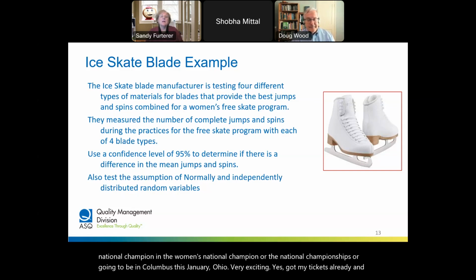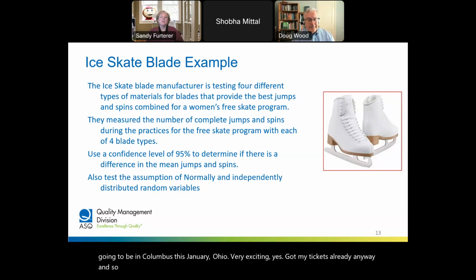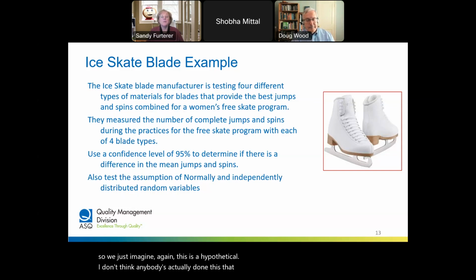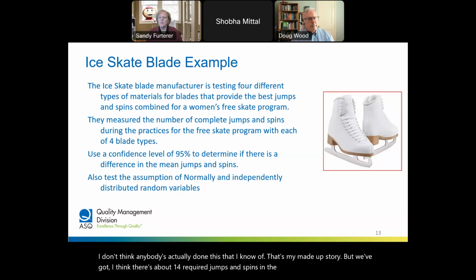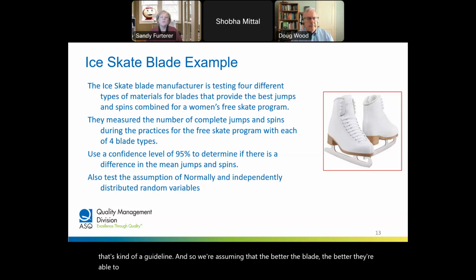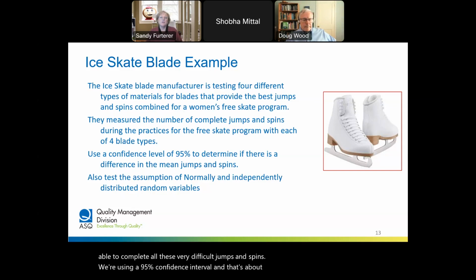Anyway, we just imagine, again, this is a hypothetical. I don't think anybody's actually done this that I know of. It's my made up story. But I think there's about 14 required jumps and spins in the women's free skate program. So that's kind of a guideline. And so we're assuming that the better the blade, the better they're able to complete all these very difficult jumps and spins. We're using a 95% confidence interval, and that's about in the middle. It's not too stringent. It's just kind of in the middle.